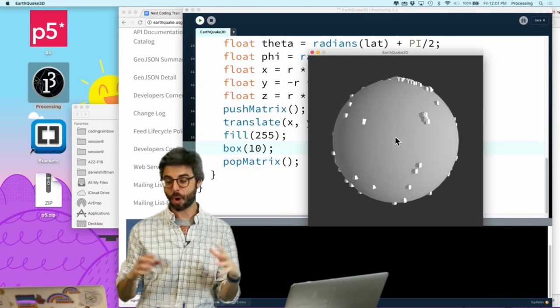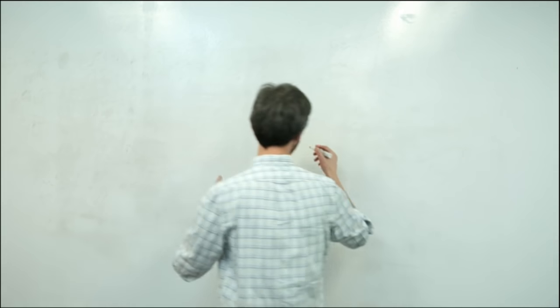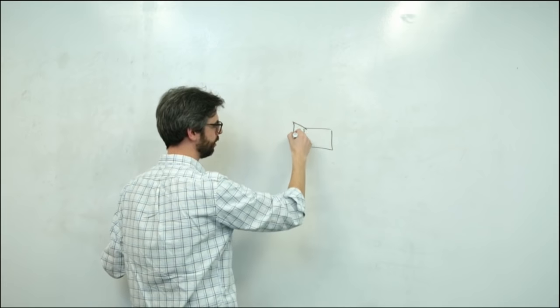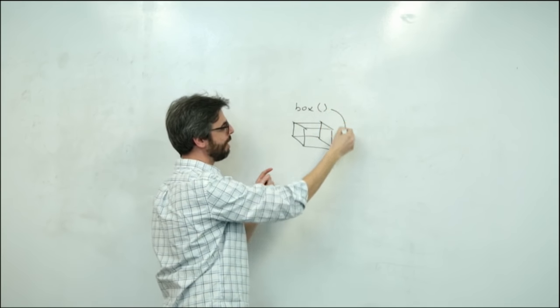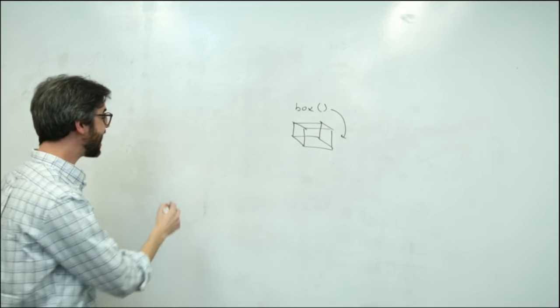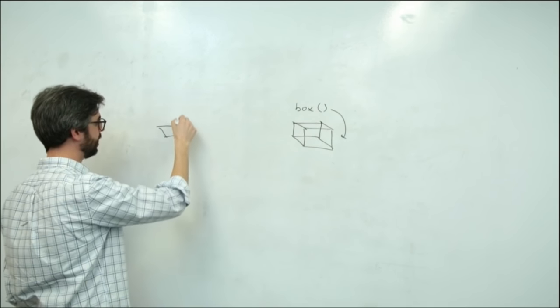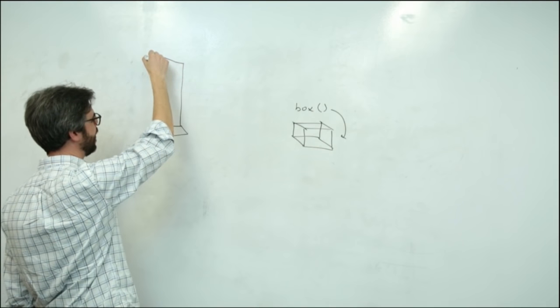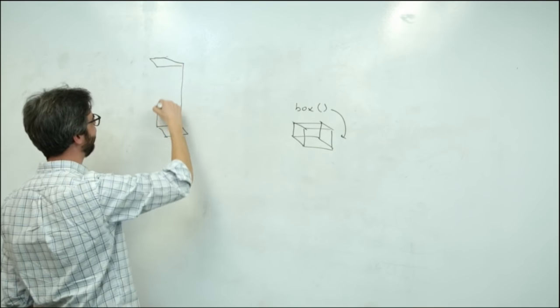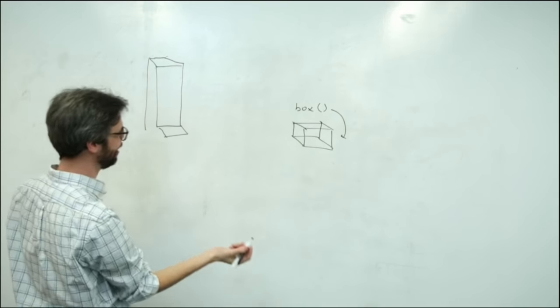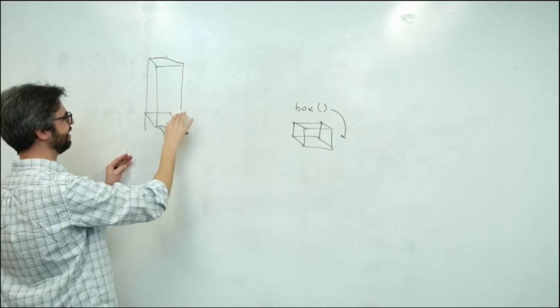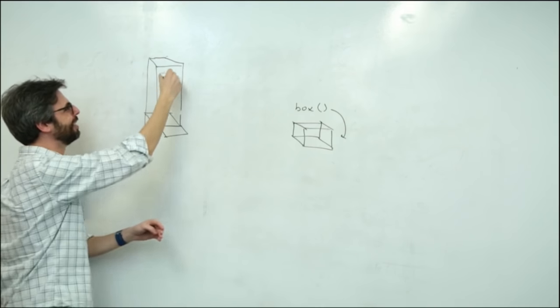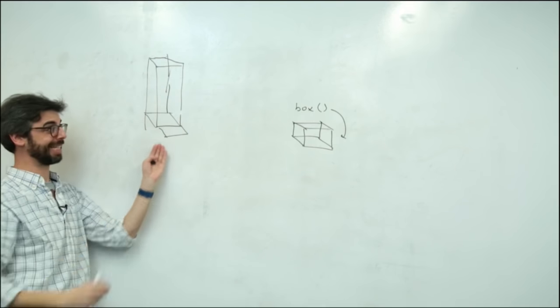Now, I could just make the whole size. I could just, so I have a cube, right? The box function only will ever draw a cube for me. What I actually want to draw is something that can be like this. Boy, I can't draw at all. But you get the idea. I want to make a tower.